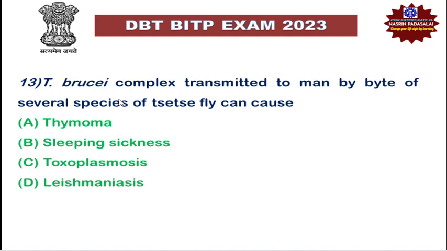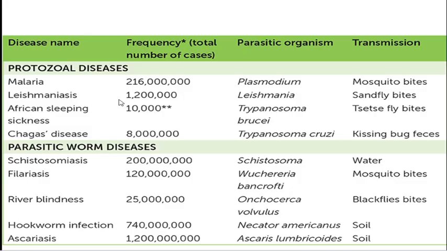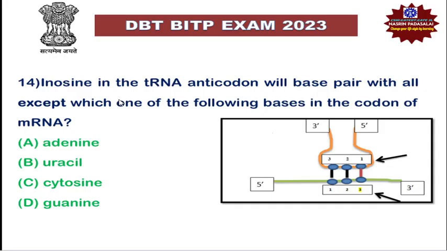Next is Trypanosoma brucei complex, transmitted to man by the bite of several species of tsetse fly. It can cause sleeping sickness. Here you can see Trypanosoma brucei is responsible for causing African sleeping sickness, which is transmitted by the bite of the tsetse fly, and Trypanosoma cruzi is responsible for Chagas disease, which is transmitted by the feces of the kissing bug.